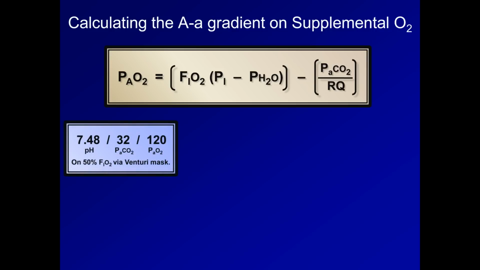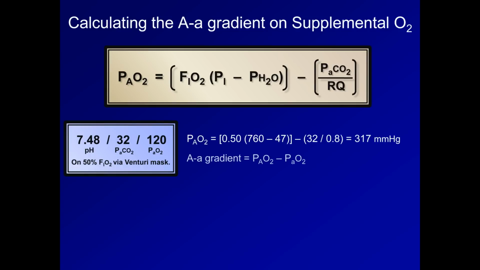First, we have a patient on 50% FiO2 via Venturi mask who has this ABG with a pH of 7.48, PCO2 of 32, and PaO2 of 120. Plugging these numbers into the above equation, we find that we have an alveolar oxygen tension of 317 millimeters of mercury. The AA gradient is the difference between the calculated alveolar oxygen tension and the directly measured arterial oxygen tension, so 317 minus 120, or 197 millimeters of mercury, a fairly high value.